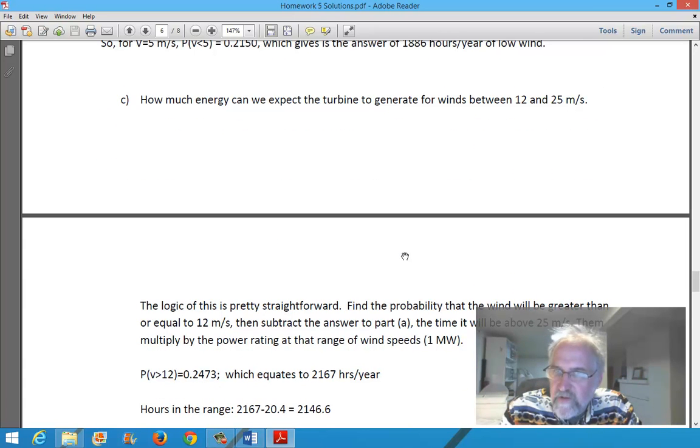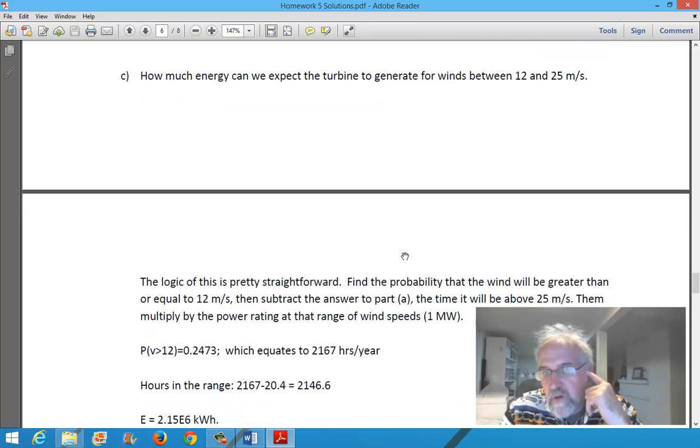So the third question is, how much energy can we expect from the turbine between 12 and 25 meters per second? And if you look at the table, that's the rated power. The power is the same at every one of those values of wind. And so we want to know, what is it between 12 and 25? Well, we know what it is greater than 25. We know that's only about 20 hours, 20.4 hours. So if we know what it is greater than 12, which is from 12 to infinity, and just subtract off the hours greater than 25, we've got our window.